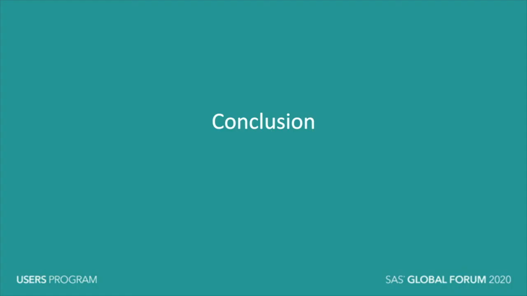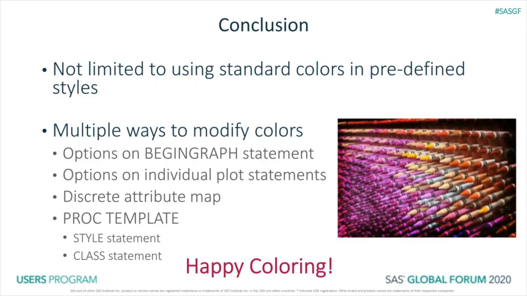So in conclusion, you're not limited to using standard colors in a predefined style, and there are different ways in which you can actually modify the colors. You have the options on the begin graph statement and the individual plot statements, which are defined and outlined in the paper, the discrete attribute map, and you can use proc template.